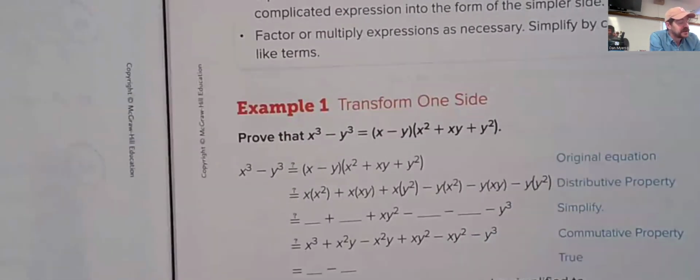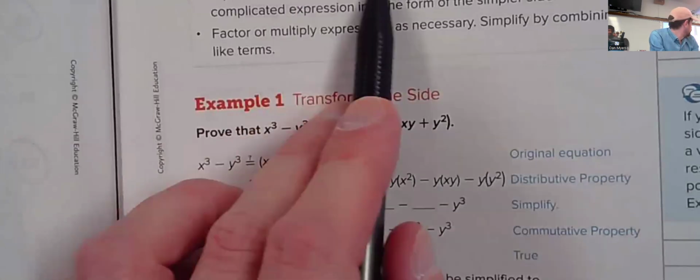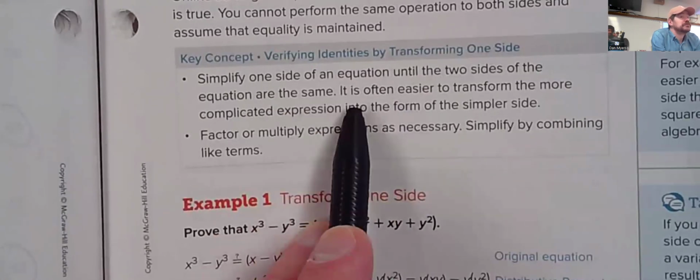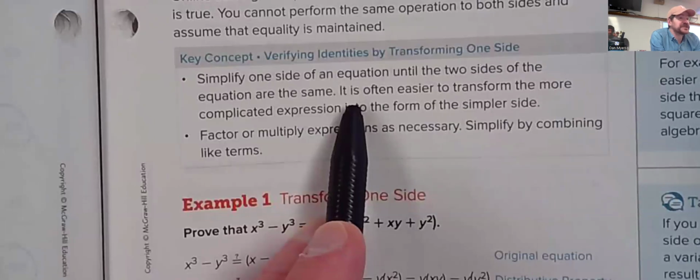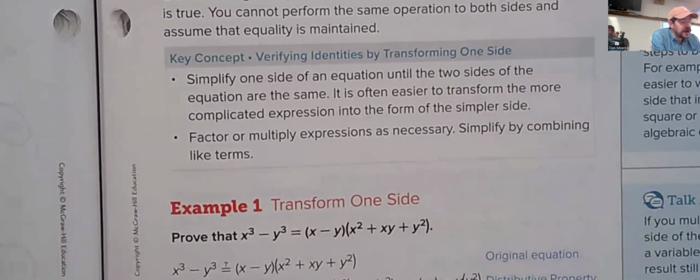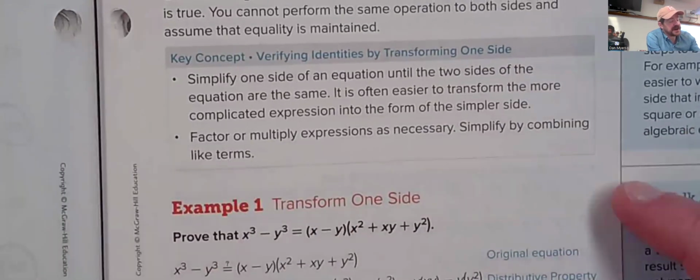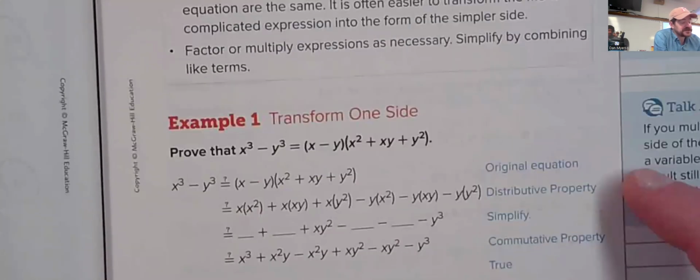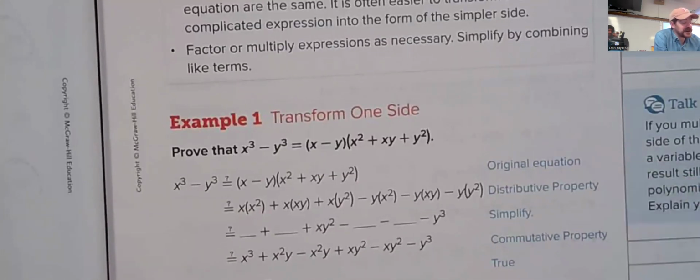So verifying identities by transforming one side. That's what I was just mentioning. Simplify one side of an equation until the two sides are the same. If it ends up being that the two sides are the same, that means you've proved that it works and that they are the same. It's often easier to transform the more complicated expression into the form of the simpler side. Factor or multiply expressions as necessary. Simplify by combining like terms.